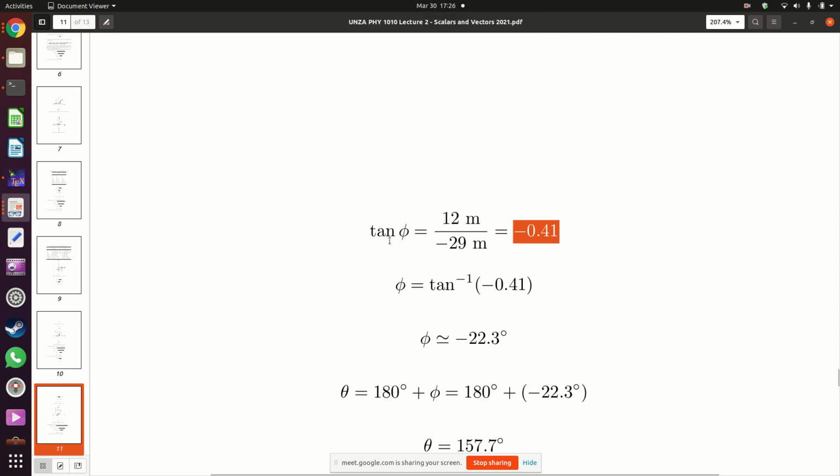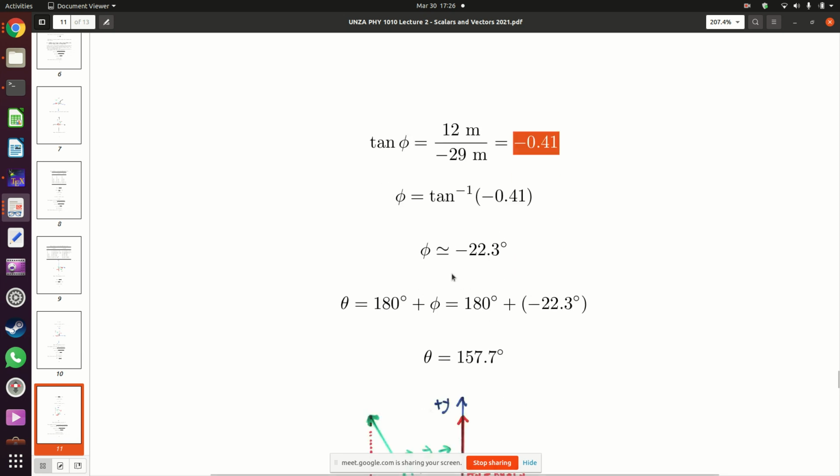So tan phi is equal to minus 0.41. Then you work out phi. Phi is going to be equal to the arctangent, the tan inverse of 0.41, and that gives you a phi of minus 22.3 degrees. This is your phi.